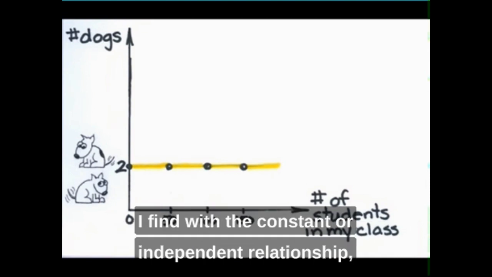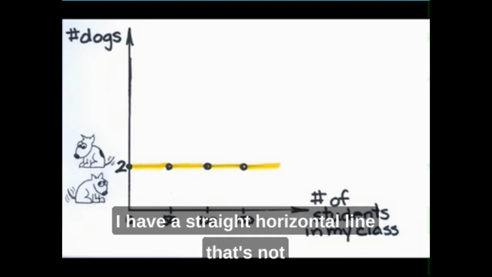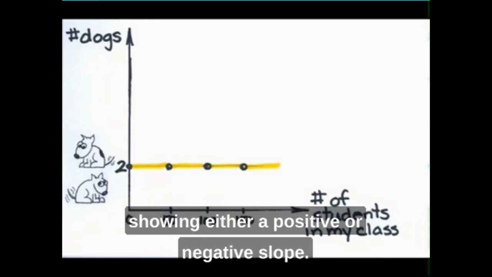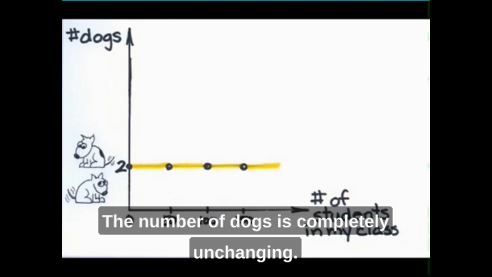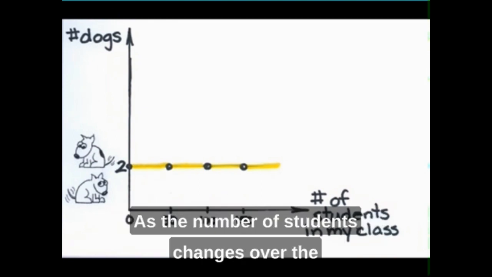I find with the constant or independent relationship, I have a straight horizontal line that's not showing either a positive or negative slope. It's got a slope of 0. The number of dogs is completely unchanging as the number of students changes.